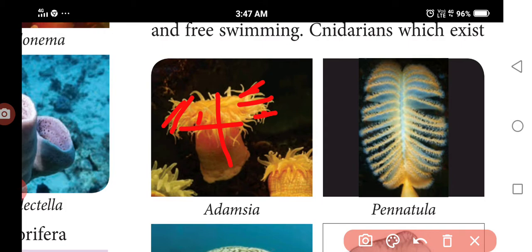The skeleton of Cnidarians is made up of calcium carbonate. Mostly the sea animals or aquatic animals are made up of this calcium carbonate. So two basic body forms are here: polyp and medusa.